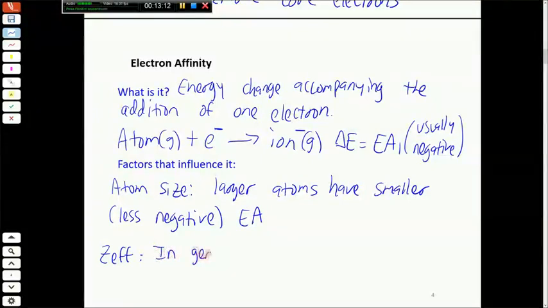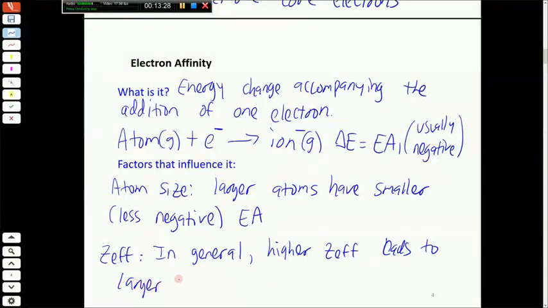And in general, again, there are some blips in this trend, so we don't want to make definitive statements here. But in general, if you have a higher effective nuclear charge, that is, you're adding protons to the nucleus, that's going to lead to a larger, or again, more negative, as we say, electron affinity. When we say larger, we mean more negative. Okay? So Z effective, as you add more protons to the nucleus, you tend to also increase the electron affinity, just like we saw for ionization energy.